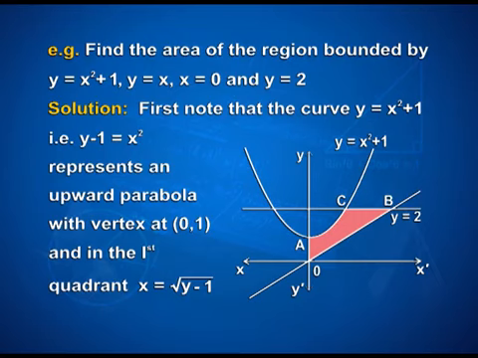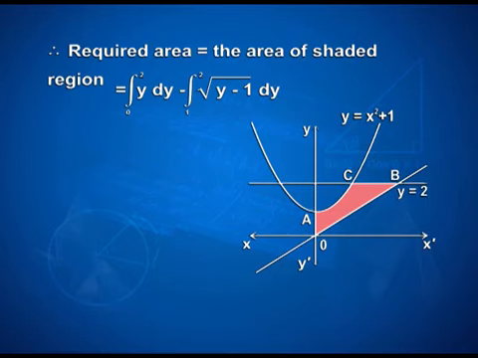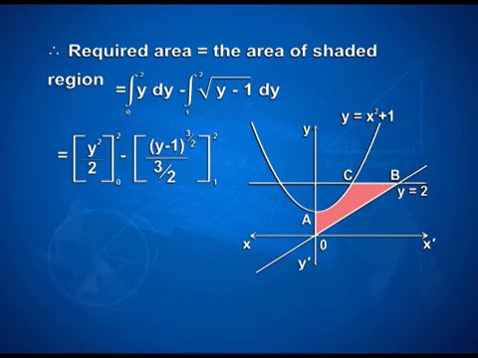The equation here is y = 2 and the parabola is y = x² + 1. The shaded area OBCA is to be calculated. Therefore, the required area is equal to the area of the shaded region, that is equal to the integral from 0 to 2 of y dy minus the integral from 1 to 2 of square root of (y − 1) dy, that is equal to y²/2 with limits 0 and 2 minus (y − 1)^(3/2) divided by 3/2 with limits 1 and 2.